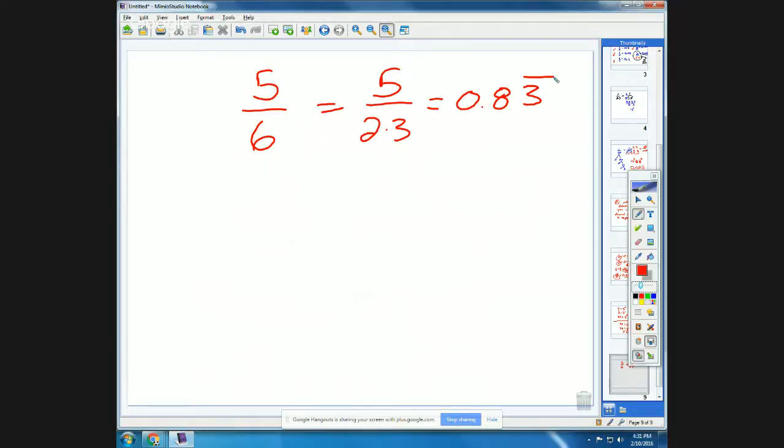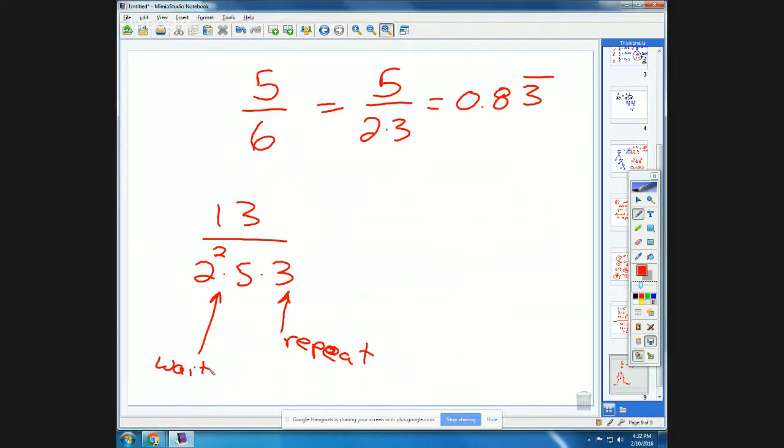That's a tough question. So the exponent tells you how many places it's going to wait, you said? The highest power of a 2 or a 5. Okay. So if I had something like 13 over 2 squared times 5 times 3, let's say that was my denominator. Looking at this, I'd be able to say the 3 says this is going to have to repeat. And the highest power of the 2 or the 5 tells me that it's going to wait 2 places before it starts to repeat.